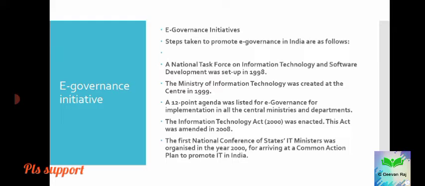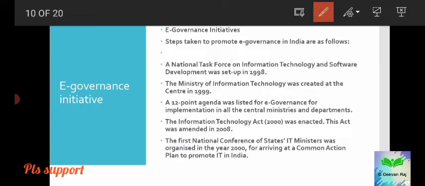So, it is also an e-governance initiative. A 12-point agenda was listed for e-governance for implementation by all the central ministries and departments. The Information Technology Act 2000 was enacted. This act was amended in 2008. So, the IT Act of 2000 was enacted and it was later also amended in the year 2008.